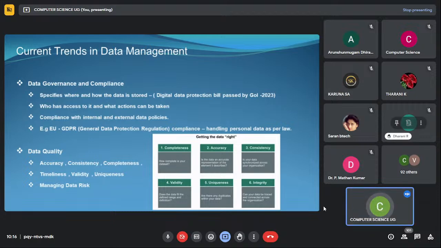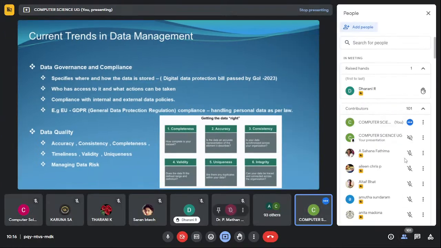The next thing is data quality. Again, it's very crucial, because we have all the data in the world in front of us, but what quality does it have? How complete is it, how valid is it, how can we validate that data, what is unique about it, and how can we manage the risk of all this data? That is what data quality is all about. So, getting the data right.